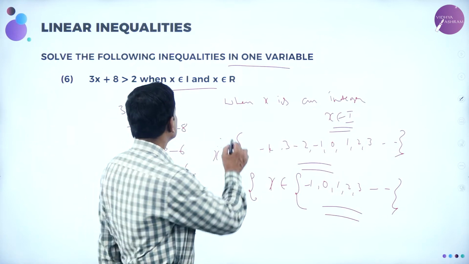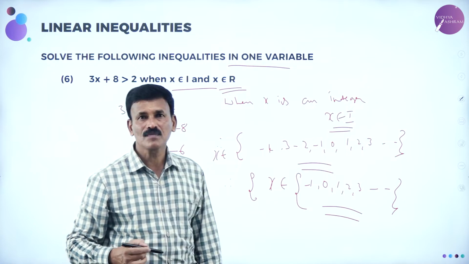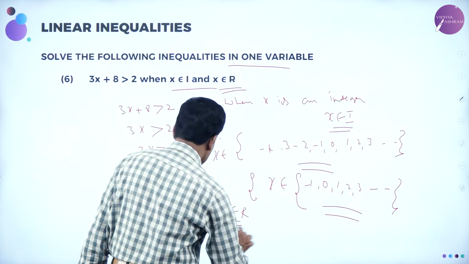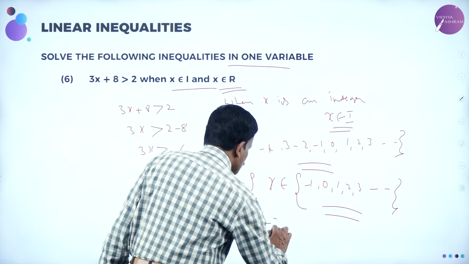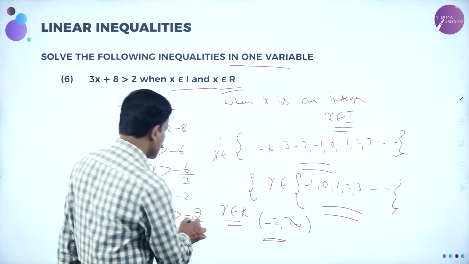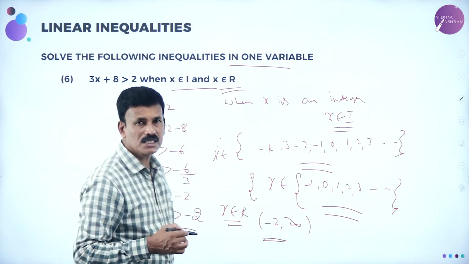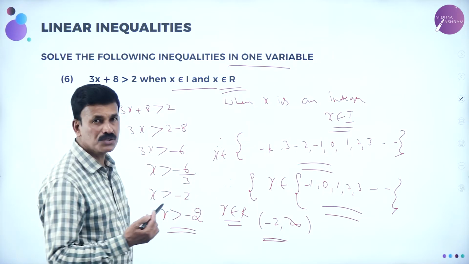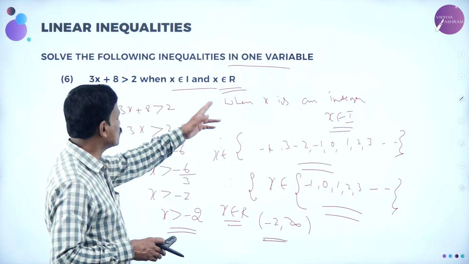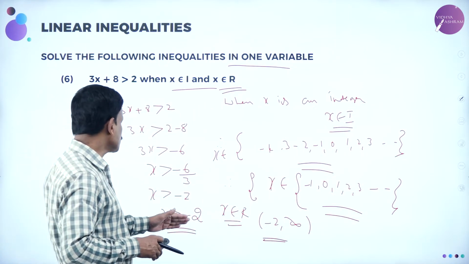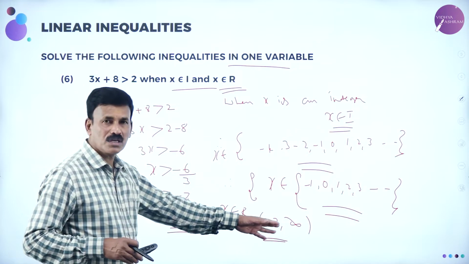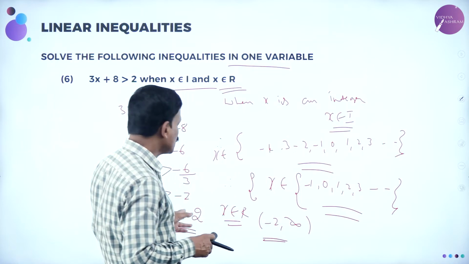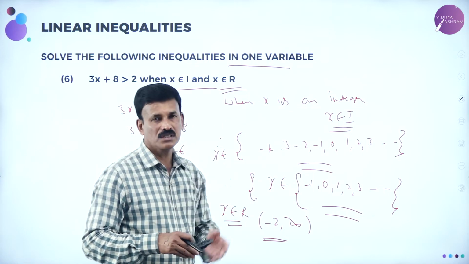And the second case, x belongs to the real numbers. So, here what is the value? x is greater than minus 2. So, therefore, when x belongs to real numbers, we can write the values from minus 2 to plus infinity, up to plus infinity. That's it. This is how we are going to solve this problem. So, x belongs to real numbers means all the values which are greater than minus 2, that is minus 2 comma infinity. And all the values which belong to I, integers, which are greater than minus 2, are minus 1, 0, 1, 2, 3, etc. That's it.